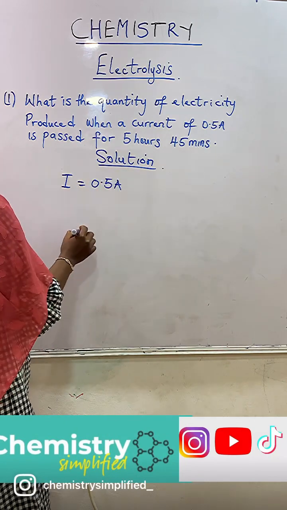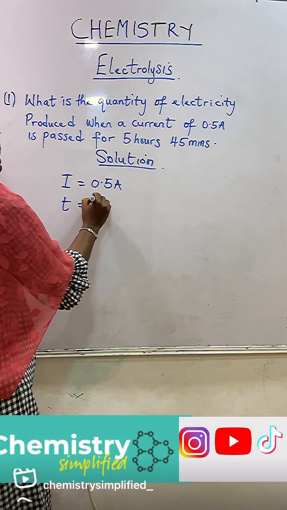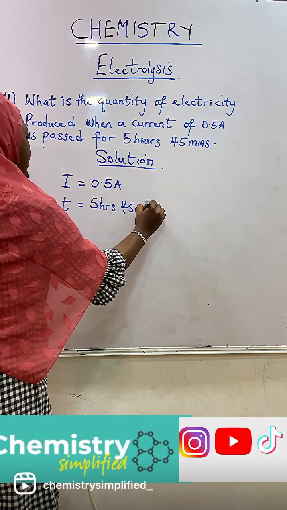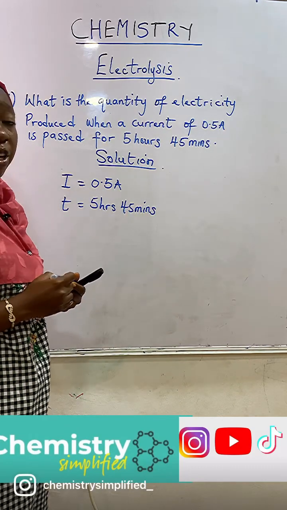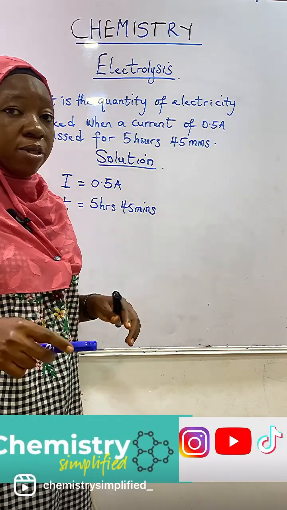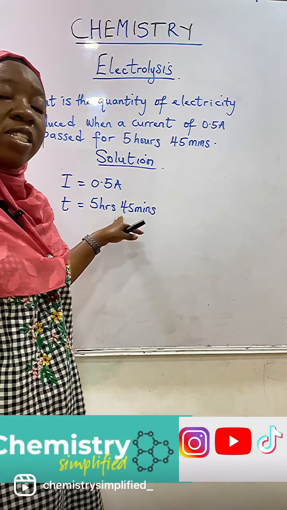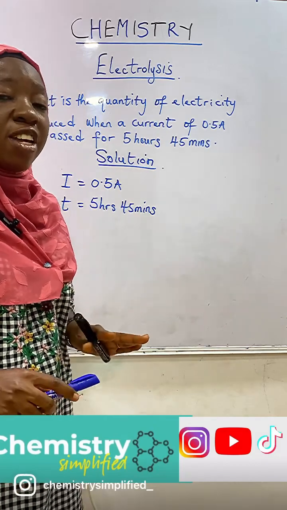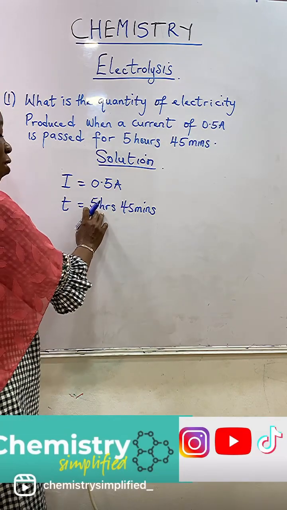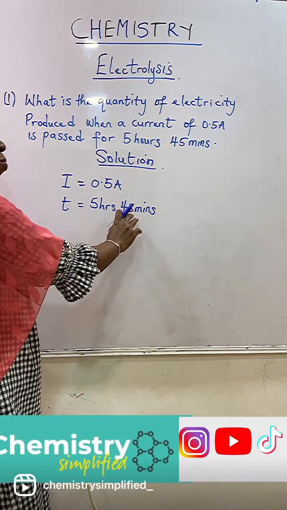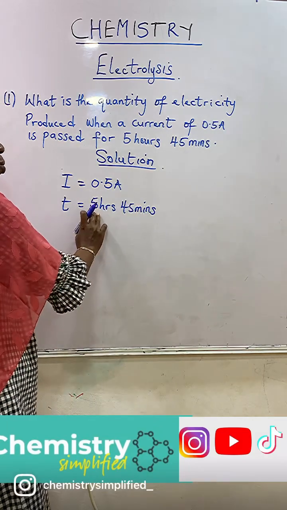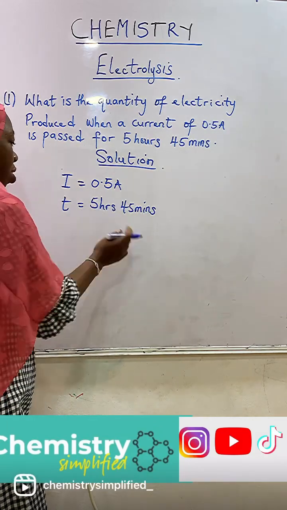So we are given I to be 0.5 ampere. Then we are also given time to be 5 hours 45 minutes. And remember, I said when you are given time in hours or minutes, you will need to convert it to seconds. So we are going to convert this 5 hours 45 minutes into seconds. How do you do that? Let's first of all convert 5 hours into seconds first. Then we'll move back and convert our 45 minutes into seconds too.